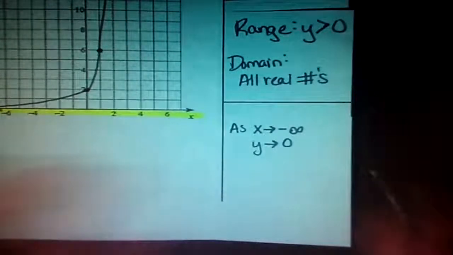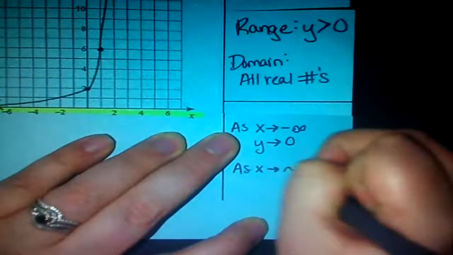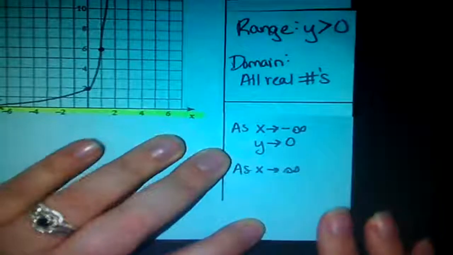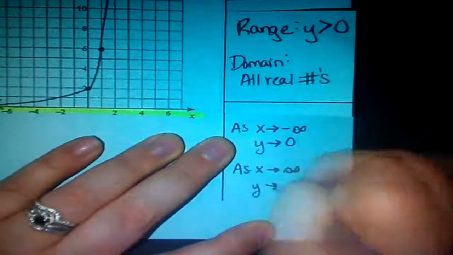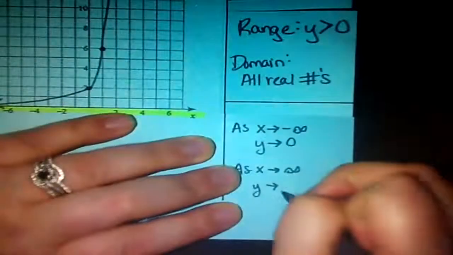Okay, so we can also look at the other way. As x approaches positive infinity, y is approaching what? So as x is approaching positive infinity, I'm going to keep going to the right, keep going to the right. What's my y doing? It's going up. Is it ever going to stop going up? No. So your y value is also approaching infinity.